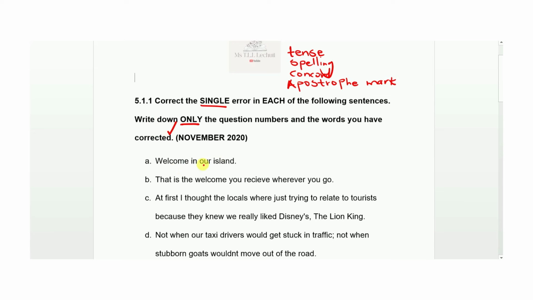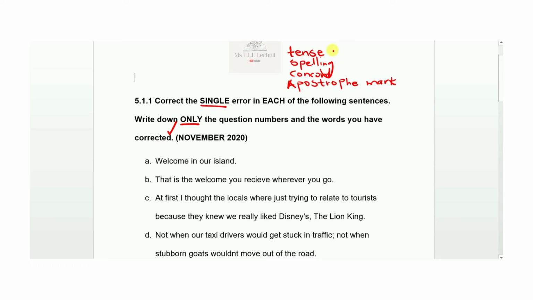Please refrain from rewriting the entire sentence again without even underlining where you have effected changes or corrected the wrong word in the first place. So please ensure that you follow instructions. I would advise that you just write the correct words that you have corrected without rewriting. So please ensure that you follow the instructions as stipulated in your exam paper.